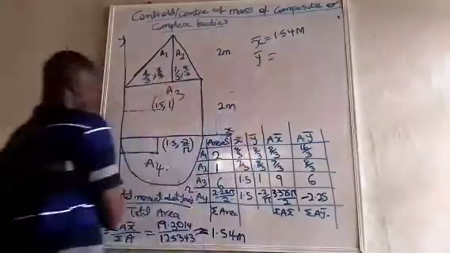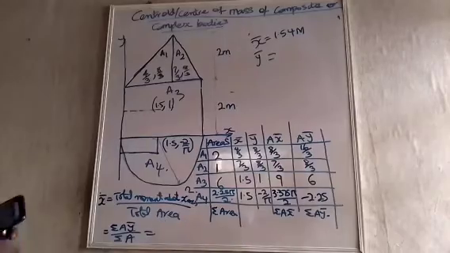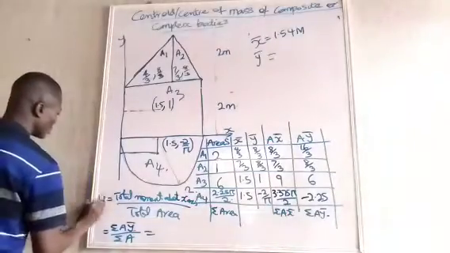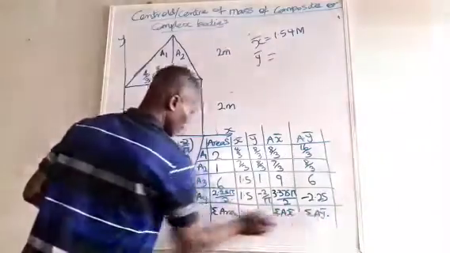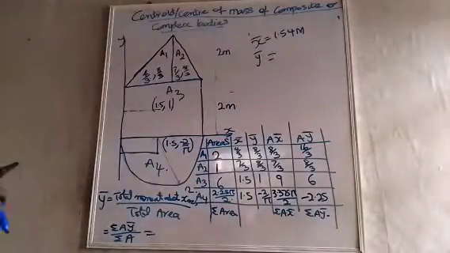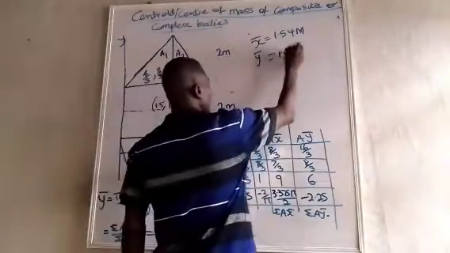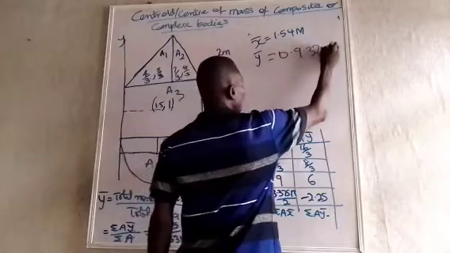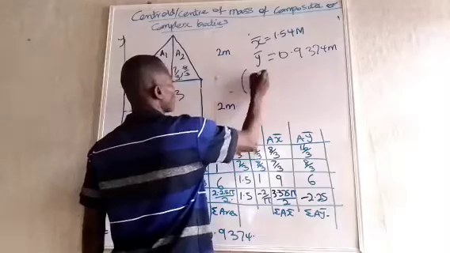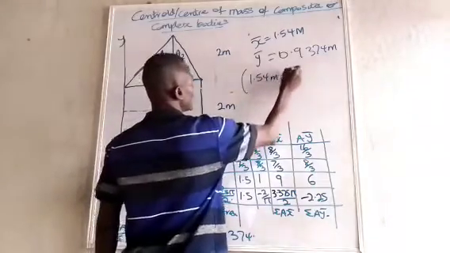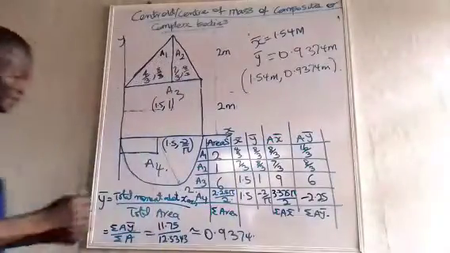Now let me calculate y. You can see y will be the total moment about the x-axis over total area, and that is this over this. Let's quickly do that. That is 0.9374 meters. So our centroid is 1.54 meters, 0.9374. So you can see how simple it is to handle.